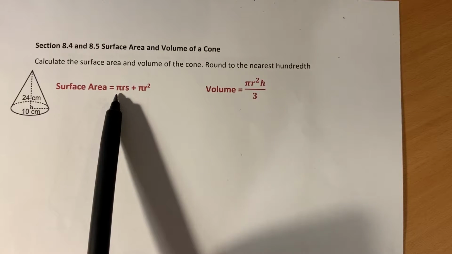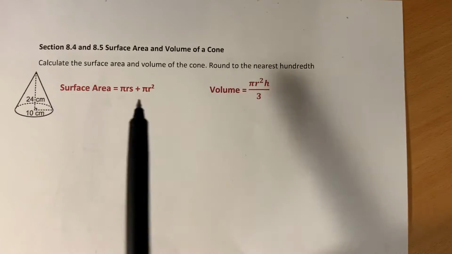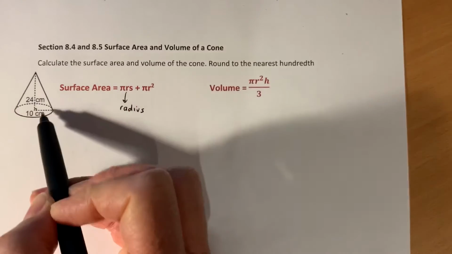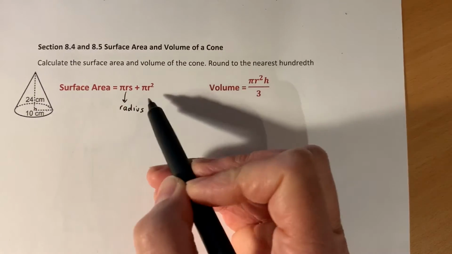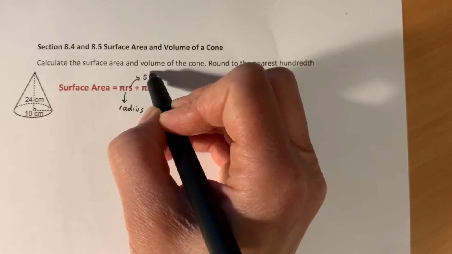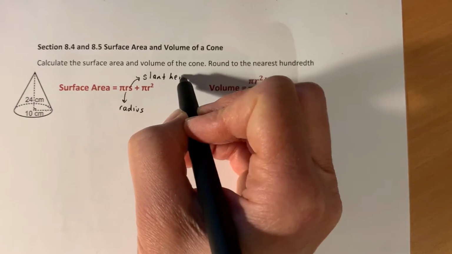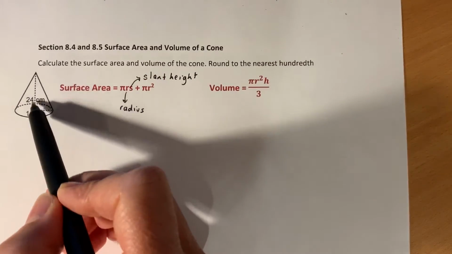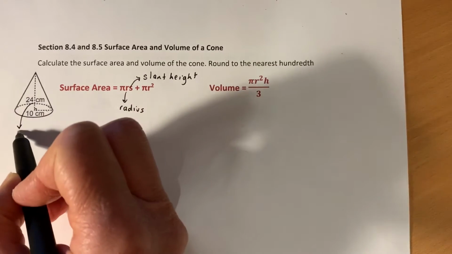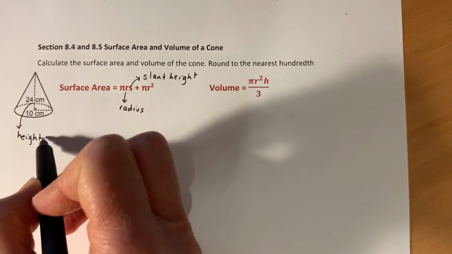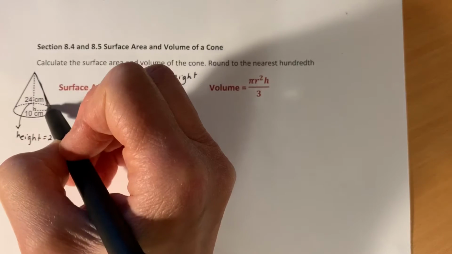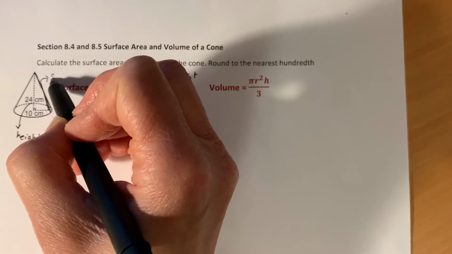If you use 3.14, it's fine, but know that your answers might be slightly different than the back of the book, okay? R is the radius of the circle because a cone has a circular base, okay? And this S is the slant height. It's not the height of the cone, it's the slant height. So if I look at this diagram here, this 24 is the height of the cone. This is the height of the cone, which is 24 centimeters. This part right here, this is the slant height. So this is your S value.